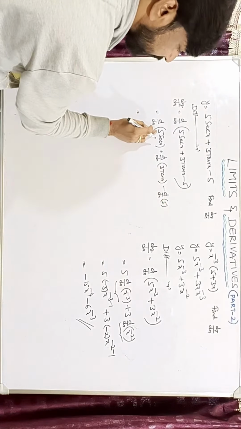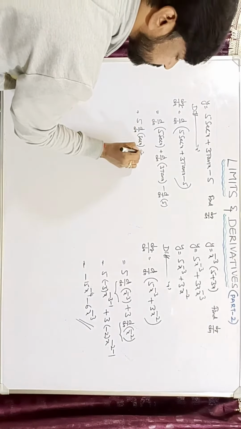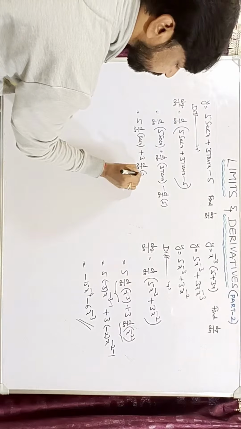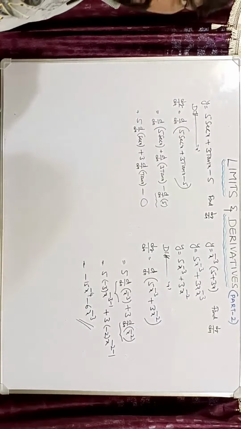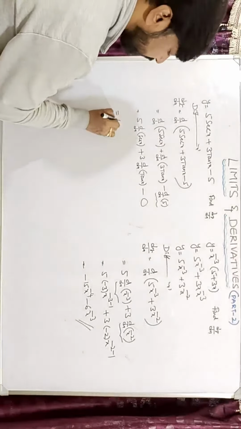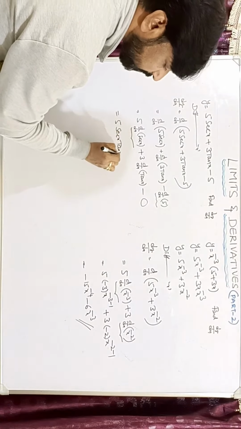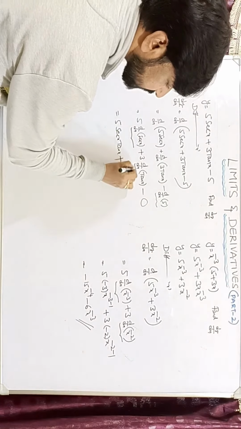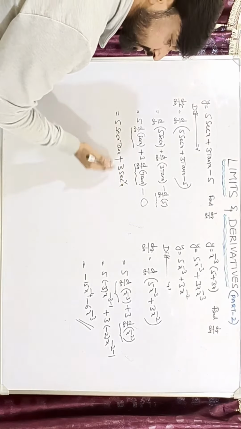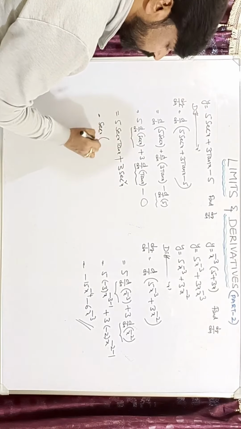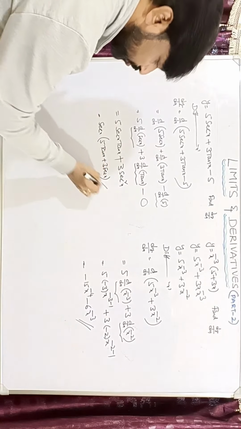This can be written as 5 constant, keep it outside, d by dx of secant x, plus 3 constant, keep it outside, d by dx of tan x. The 5 is a pure constant, and the derivative of a constant is 0 according to the formula. So 5 into the derivative of secant x, which is secant x tan x as given in the list of formulas, plus 3 into the derivative of tan x, which is secant square x. If you want, you can take secant x as common. Then you get 5 tan x plus 3 secant x as your answer.